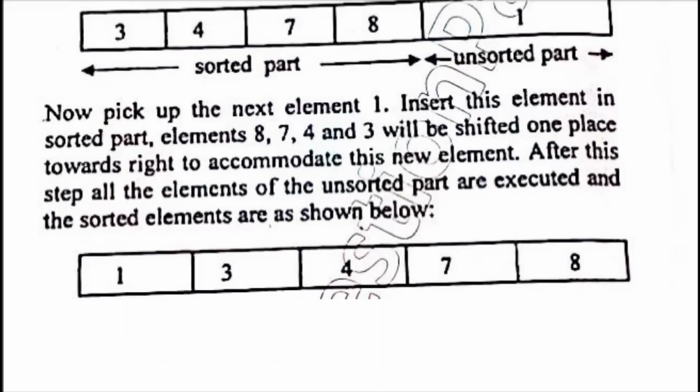After this, all the elements of the unsorted part are processed, and the sorted elements are in increasing order with the help of insertion sort. The list is 1, 3, 4, 7, 8. So this is the easy way of sorting to put the elements of a list in increasing order.